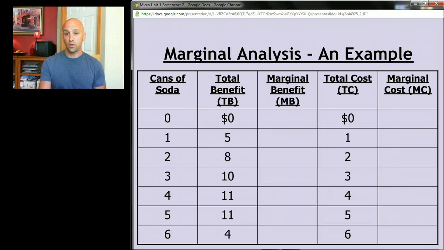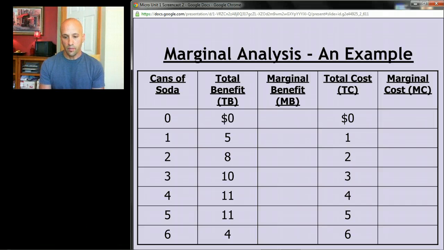Maybe the second can of soda combined with the first can of soda would give you a total of $8 worth of benefit. Maybe you'd be willing to pay $11 for 4 cans of soda. So you can see how the numbers go. Total cost numbers are pretty simple. They just keep going up by 1 because each additional can of soda costs an additional dollar.